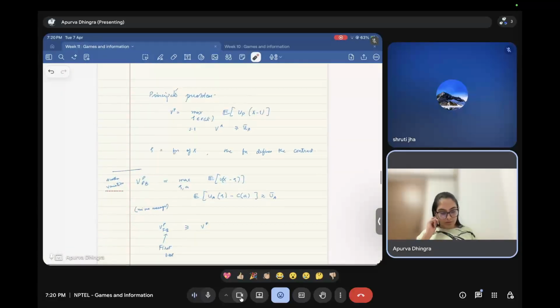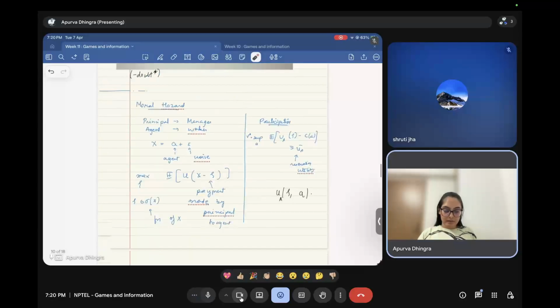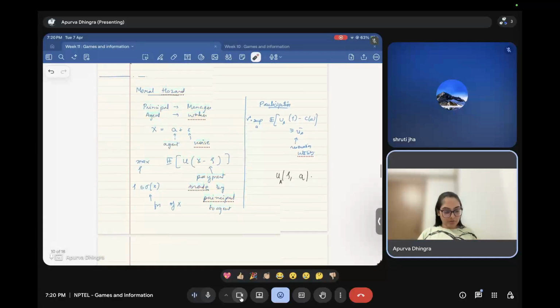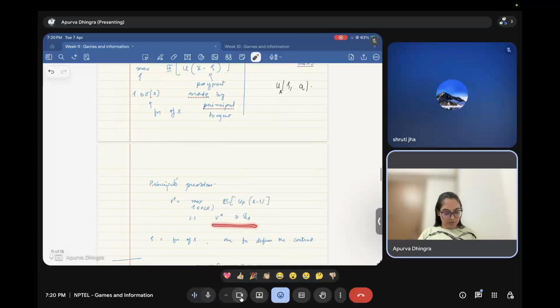Okay, so the moral hazard in this problem is in the sense that even after getting into a contract, meaning this condition is satisfied, the player got a wage that depended on his effort, but the efforts that he took were much less than what the contract expected him to take.